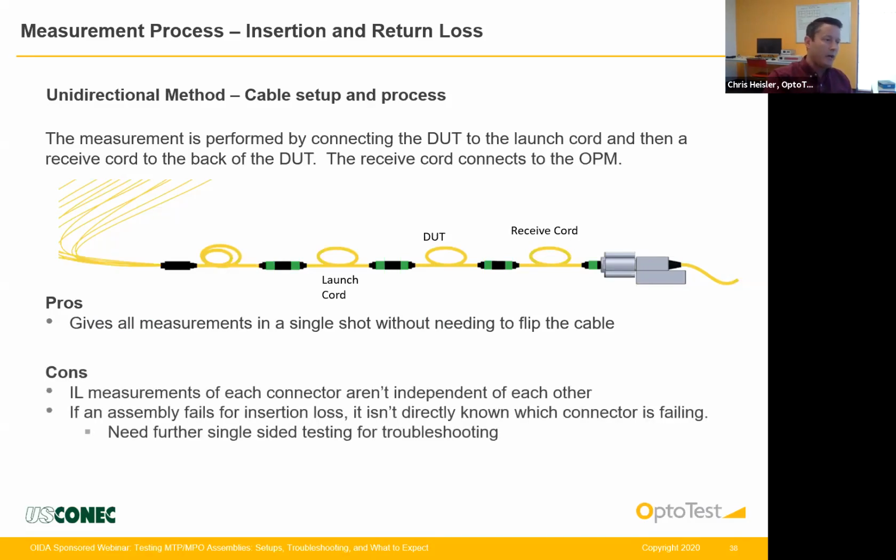The cons, the IL measurements of each connector aren't independent of each other. If an assembly fails for insertion loss, it isn't directly known which connector is failing. You would need to do further single-sided testing for troubleshooting.